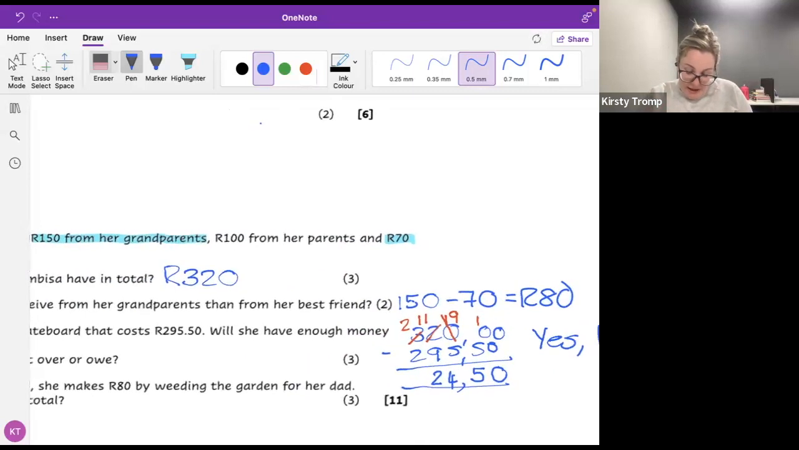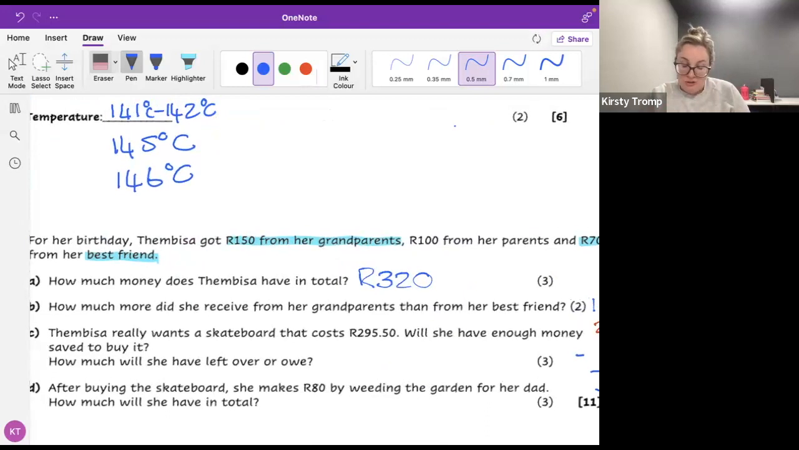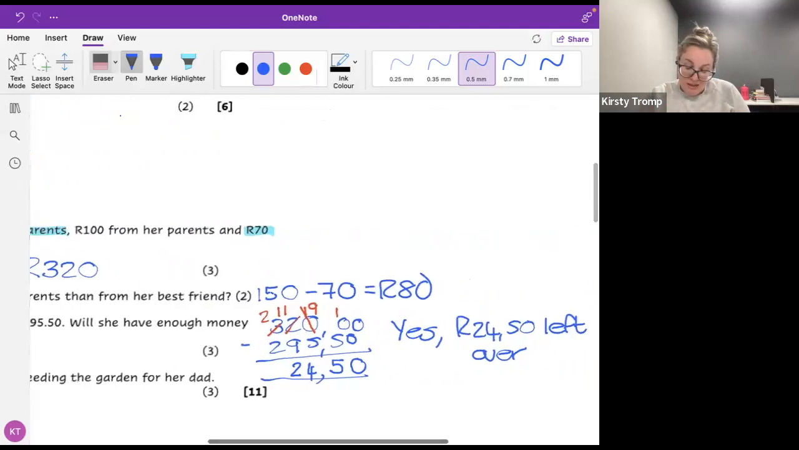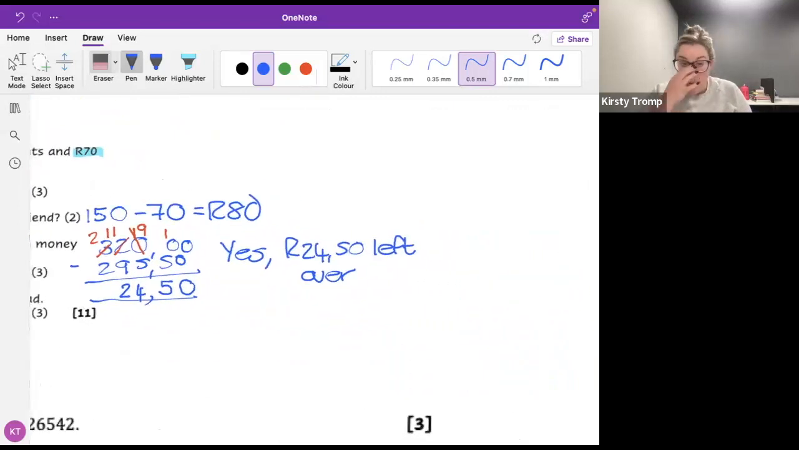Let's have a look at D. D says, after buying the skateboard, she makes 80 Rand from weeding the garden for her dad. How much will she have in total? So now she's gone, she's bought her skateboard, okay? She had 24 and 50 left over from her skateboard, all right? And she earns an extra 80 Rand.